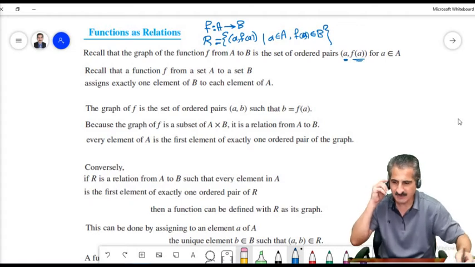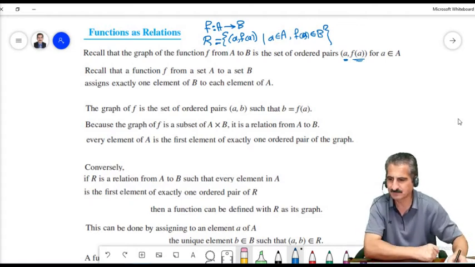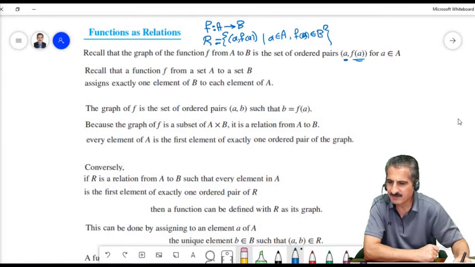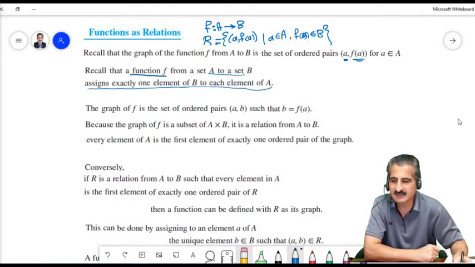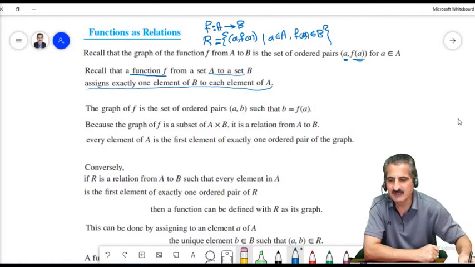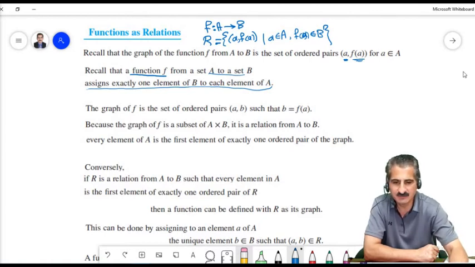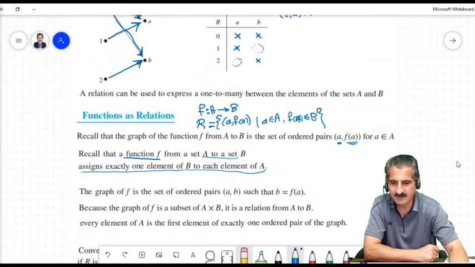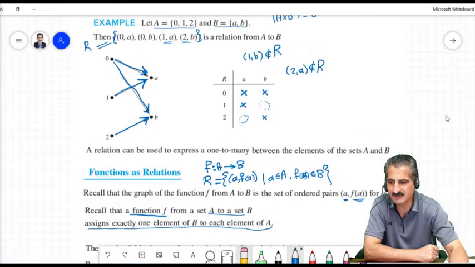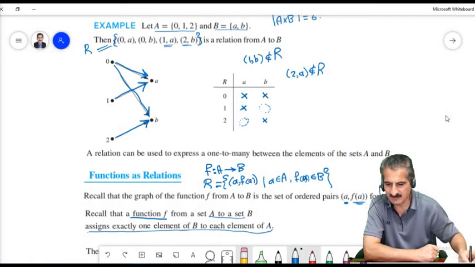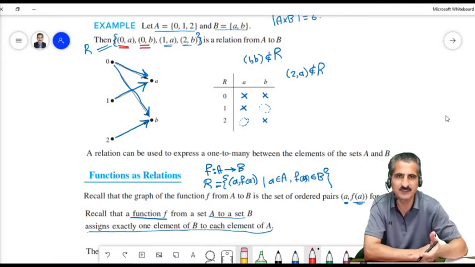Okay, now what's happening here? Recall that a function from a set A to a set B assigns exactly one element of B to each element of A. We have seen in the example above there that we have 0 related to two elements: 0 is related to A and again is related to B. This is fine in relations.